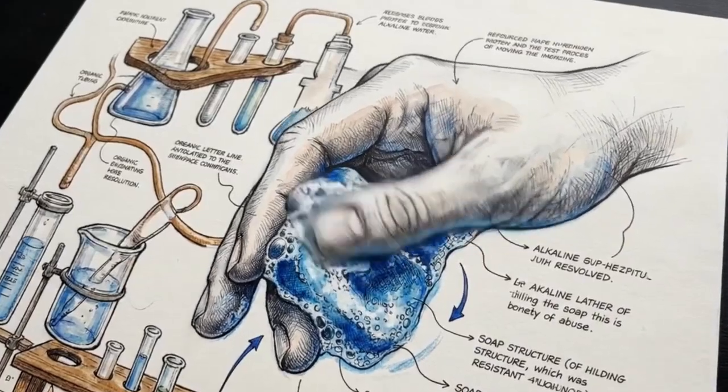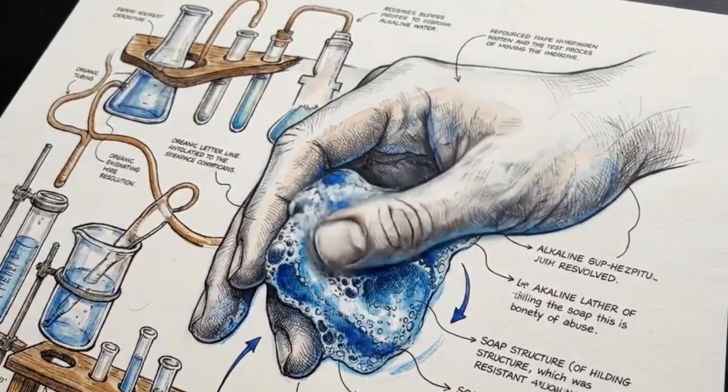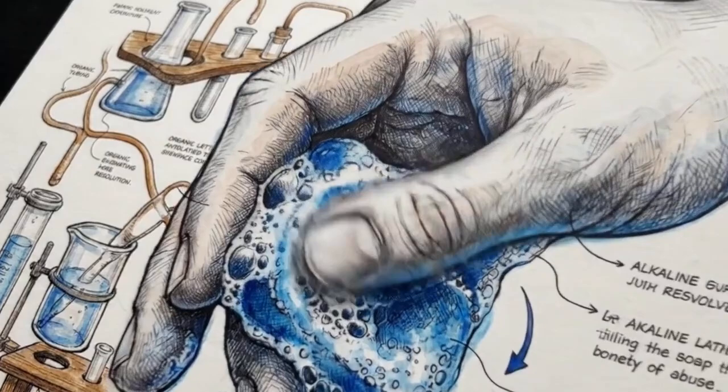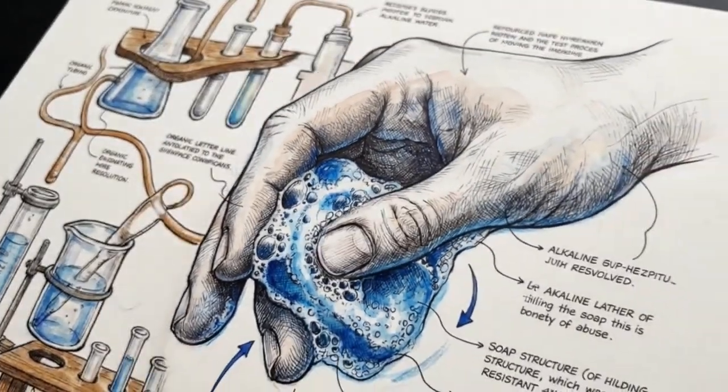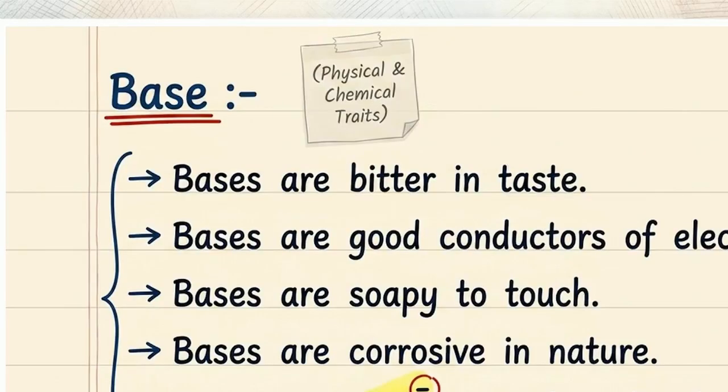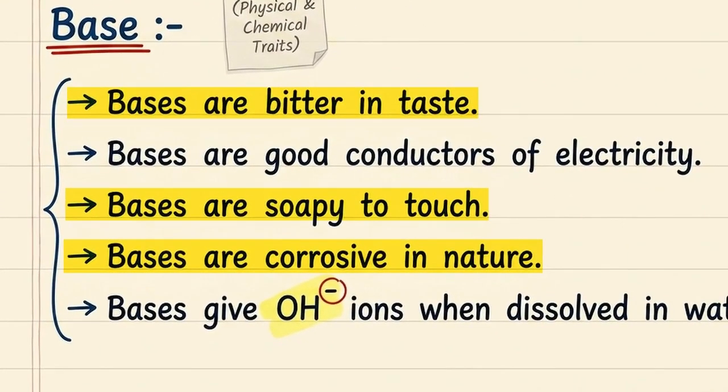Early chemists categorized the world through direct sensory experience. Identifying a base meant physically tasting and touching unknown compounds. Looking at this historical list, a base was defined by 3 specific physical traits. They tasted bitter, felt soapy, and were highly corrosive to tissue.